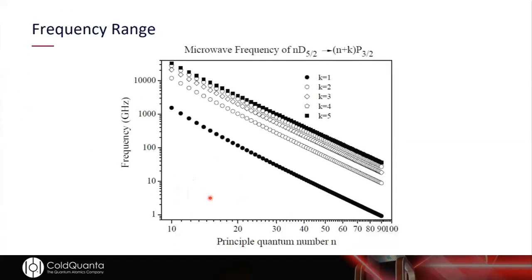This is the calculated frequencies between Rydberg states versus the principal quantum number. We can see that just by changing the principal quantum number here, the method can cover a larger frequency range from gigahertz to terahertz.